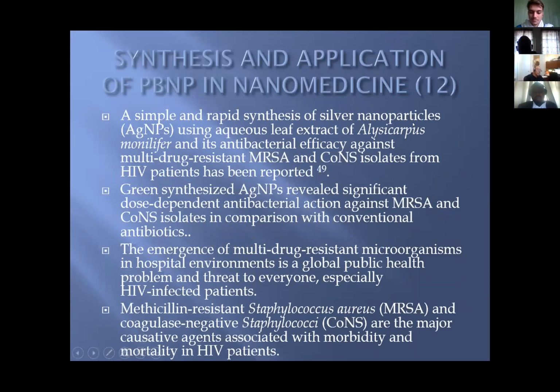Now, another application is that they have found that the leaf extract of Alicicarpus monilifer, after it forms a nanoparticle, I think it's a silver nanoparticle, they use silver acetate, has been found to be effective against drug-resistant bacteria, such as methicillin-resistant Staphylococcus and coagulase-negative Staphylococcus aureus. So silver nanoparticles from this plant, by taking the aqueous extract, reacting with silver acetate, filtering and characterizing, have been found to be effective against methicillin-resistant Staphylococcus aureus and coagulase-negative Staphylococcus aureus. And this has been found to be very useful in preventing morbidity and mortality in HIV patients.